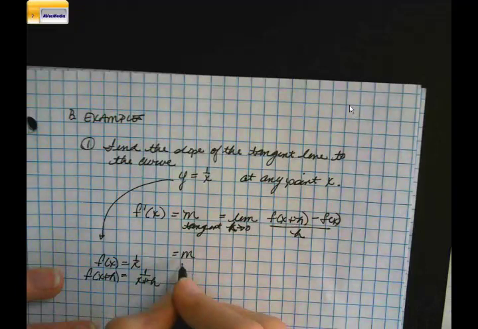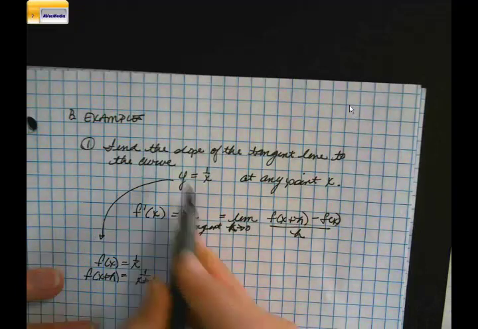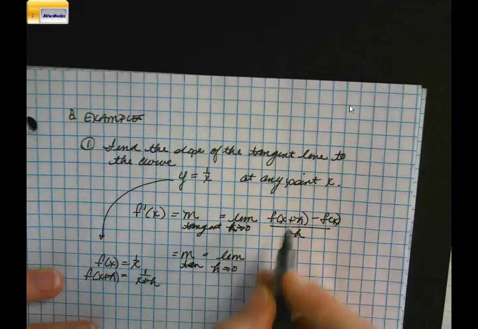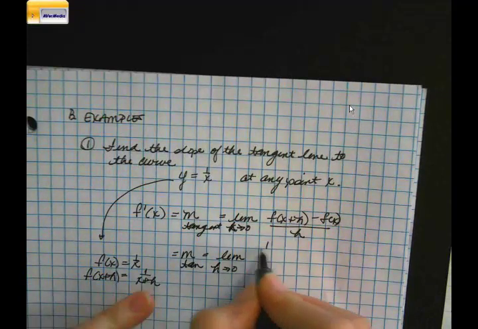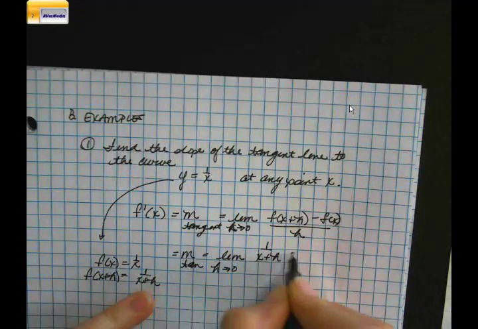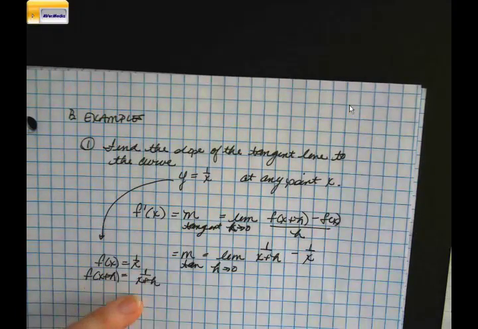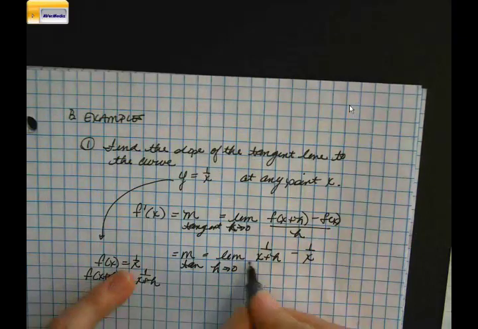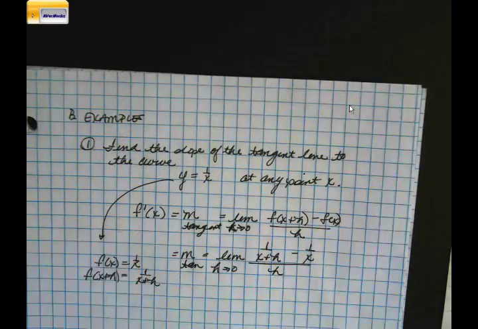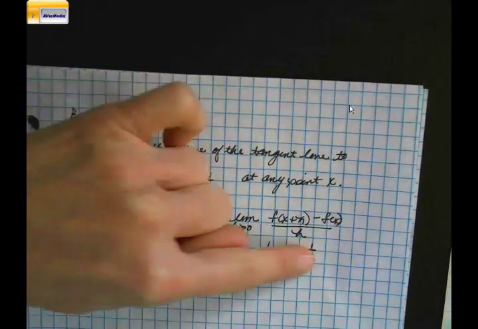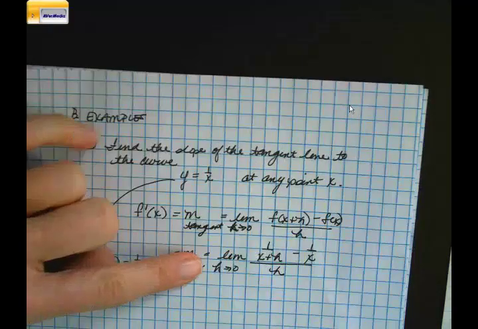So those are the two values I'm putting into this difference quotient. Now here we go. The slope of the tangent line at any point along this curve is the limit as h approaches 0 of f of x plus h, which we just said is 1 over x plus h, minus f of x, which is 1 over x, all over h. So now we have to algebraically calculate this limit. We know we cannot use direct substitution because it gives us a 0 in the denominator.